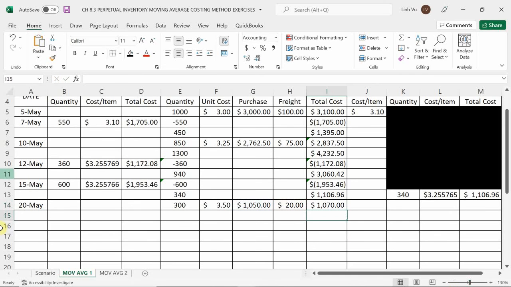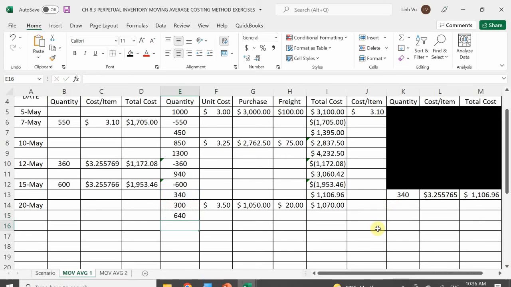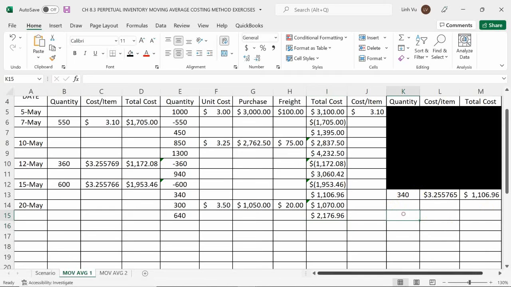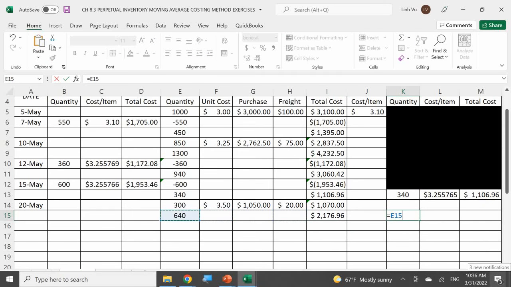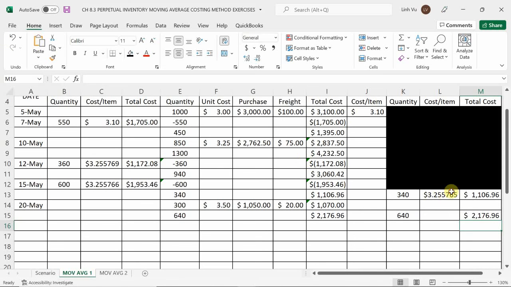So we need to add these up together because now I have a new batch of inventory. I need to figure out what my new average cost is. In this case, 340 plus 300 gives you 640. 1706.96 plus 1070 should give you $2,776.96. So let's pop that into my inventory here because I have 640 units at 2,776.96.